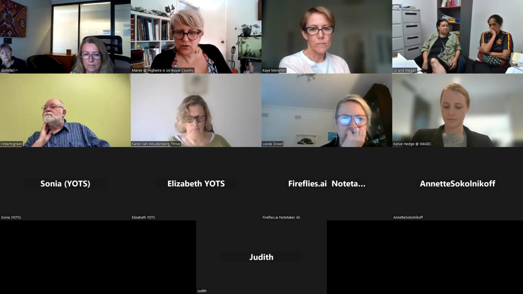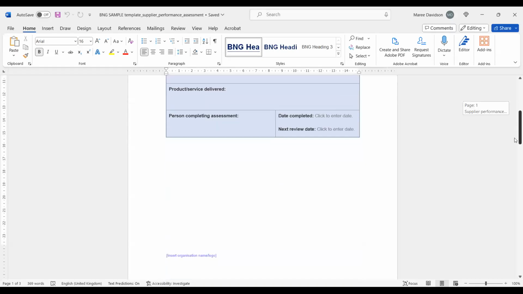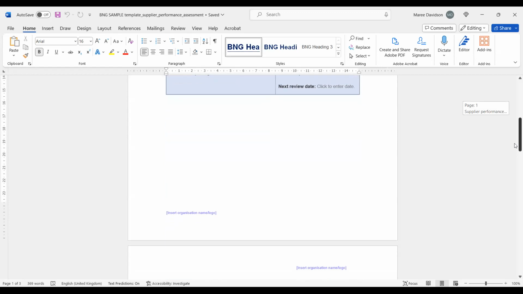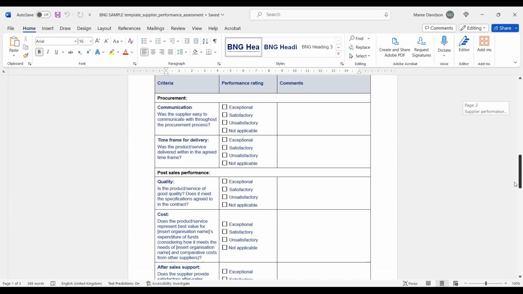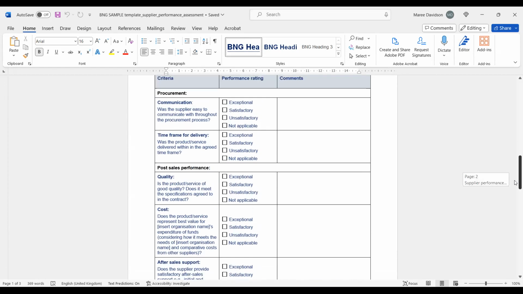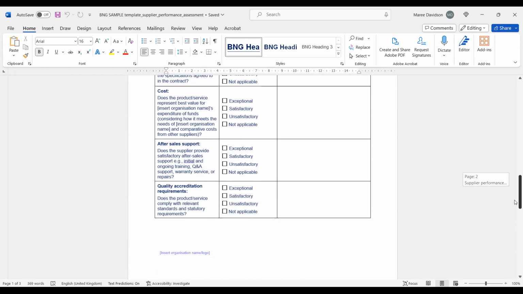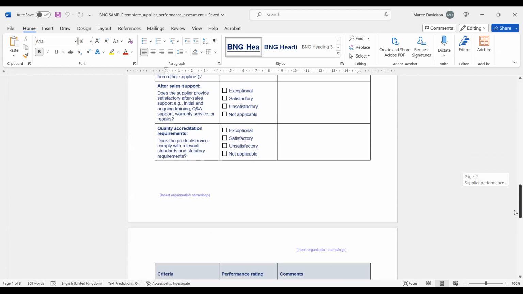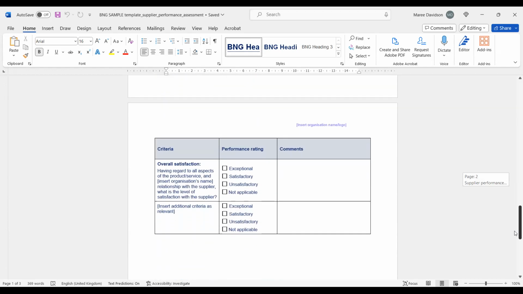Let's see what's included in this one. The product or service delivered, the person completing the assessment. Sharon's probably all over this one. Sharon at Tamworth. So there's some indicators of good service here: communication, time frame for delivery, quality, cost, after sales support, quality accreditation requirements. Oh, look at that. And your overall satisfaction.